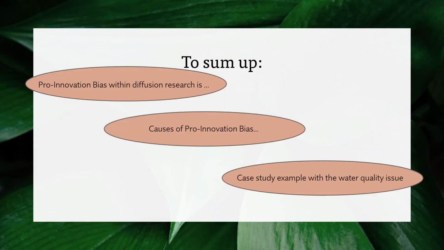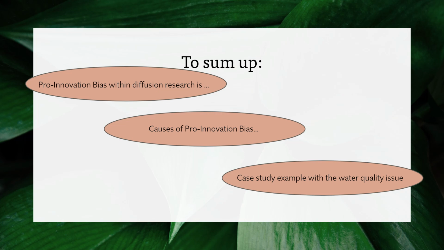So, to sum up this crash course on the pro-innovation bias in diffusion research. Pro-innovation bias within diffusion research is essentially the belief that an innovation holds no fault and should be diffused rapidly, regardless of the consequences it may have. There are multiple causes of pro-innovation bias, but the two main ones we see a lot of are funding related. Change agencies are pushing for an innovation to move forward, so they automatically have bias.